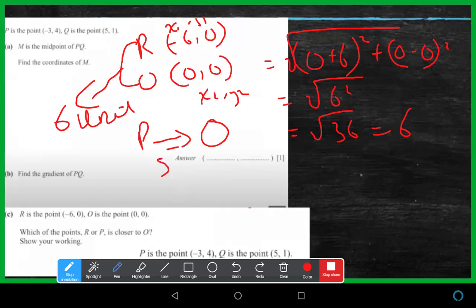So in this question, we have to find which point is closer to O. So we can say P is the closer point to O. I hope everything is clear in this question.